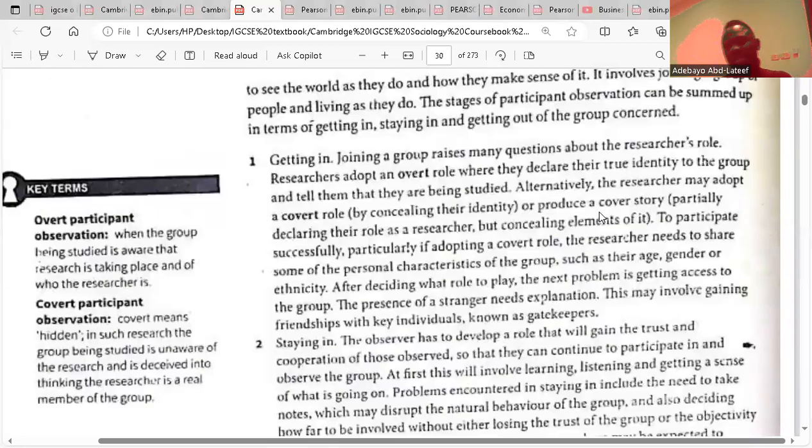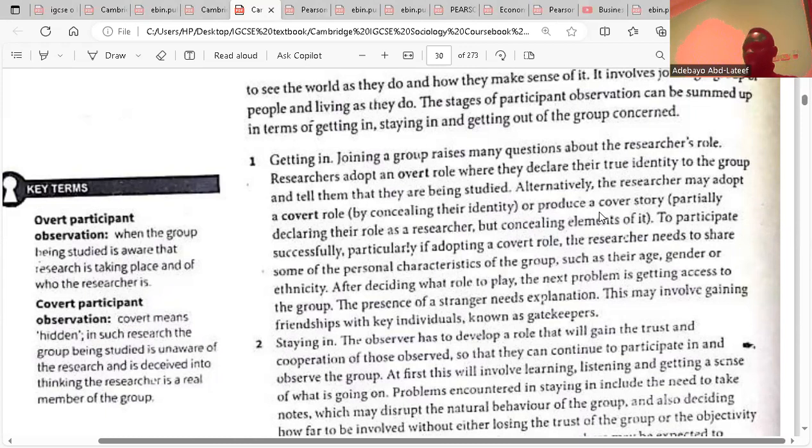So we're going to start with getting in. When I talk about getting in, this is the stage at which the researcher joins the group. So joining that group, you have to decide as a researcher, as an observer, if you want to go covert or overt. That is the stage at which you have to adopt a style or a system because you are a new person. You are new into that group. So it is important. Questions will come based on the fact that you have not been part of that group before. So being part of that group now makes you a new member.